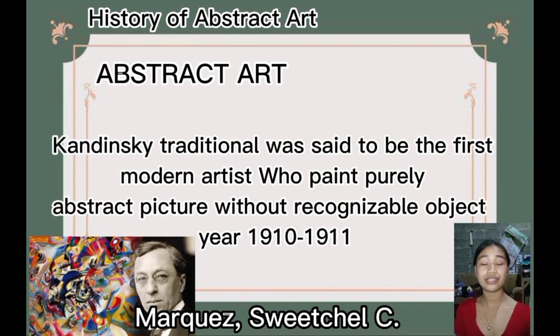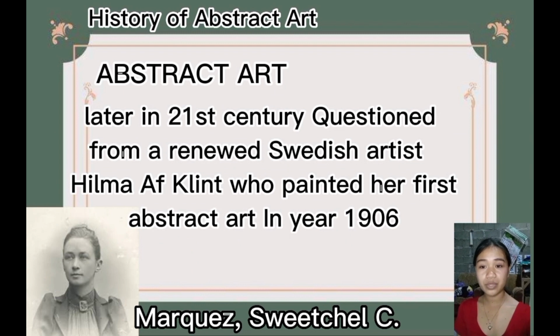Kandinsky was traditionally regarded as having been the first modern artist to paint purely abstract pictures containing no recognizable objects in 1910 to 1911. The narrative, however, was later questioned, especially in the 21st century, with a renewed interest in Swedish artist Hilma af Klint. She painted her first abstract work in 1906, but with a different goal than achieving pure abstraction.